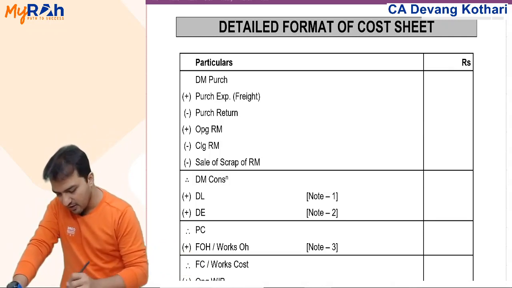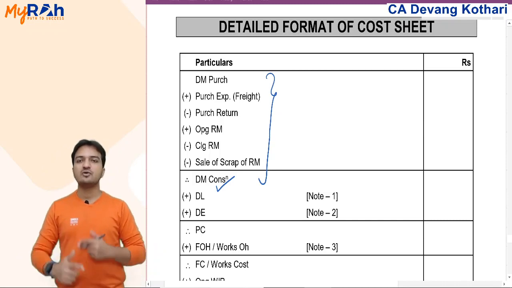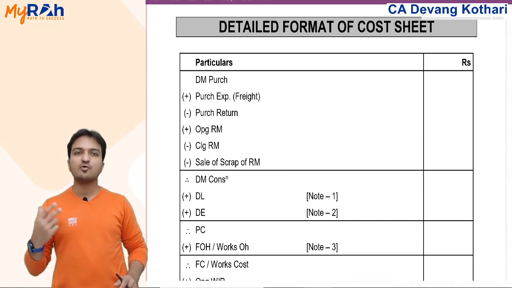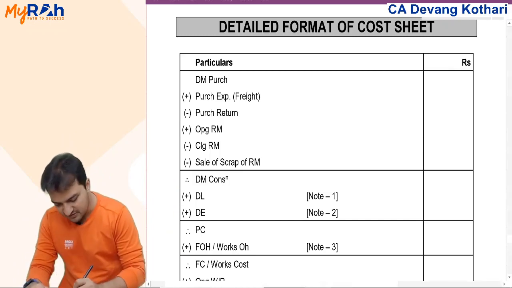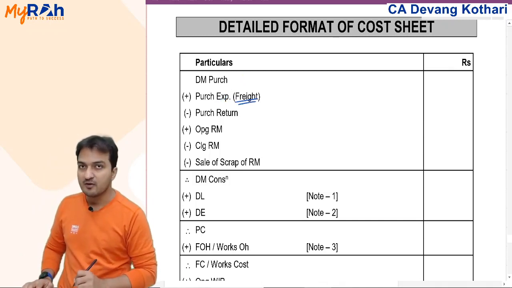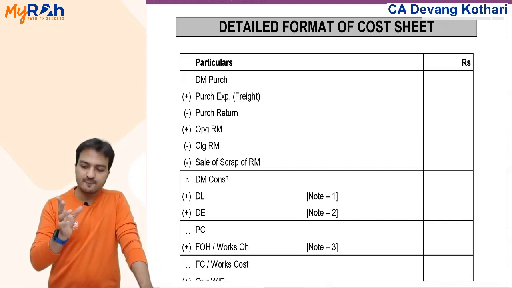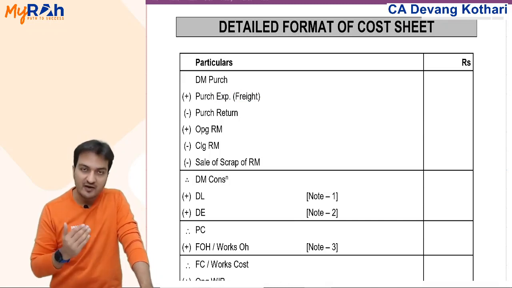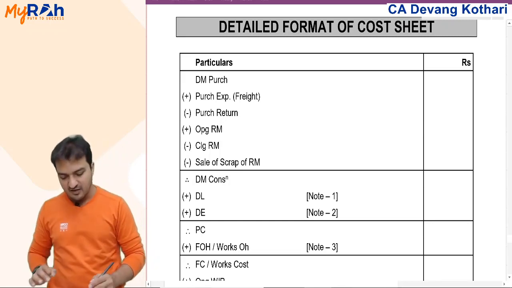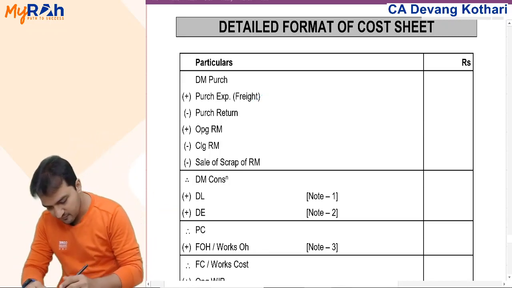Notice in this detailed format, my first few lines up to this point are for calculating direct material consumption. I gave you that in another working note, but you might include that within the cost sheet format itself. I start from purchase plus purchase expenses like freight. I told you something about that purchase expense. Do you remember? Any cost incurred on the material until that material reaches my factory gate will be considered as your material cost itself, and will be added to purchase expense.